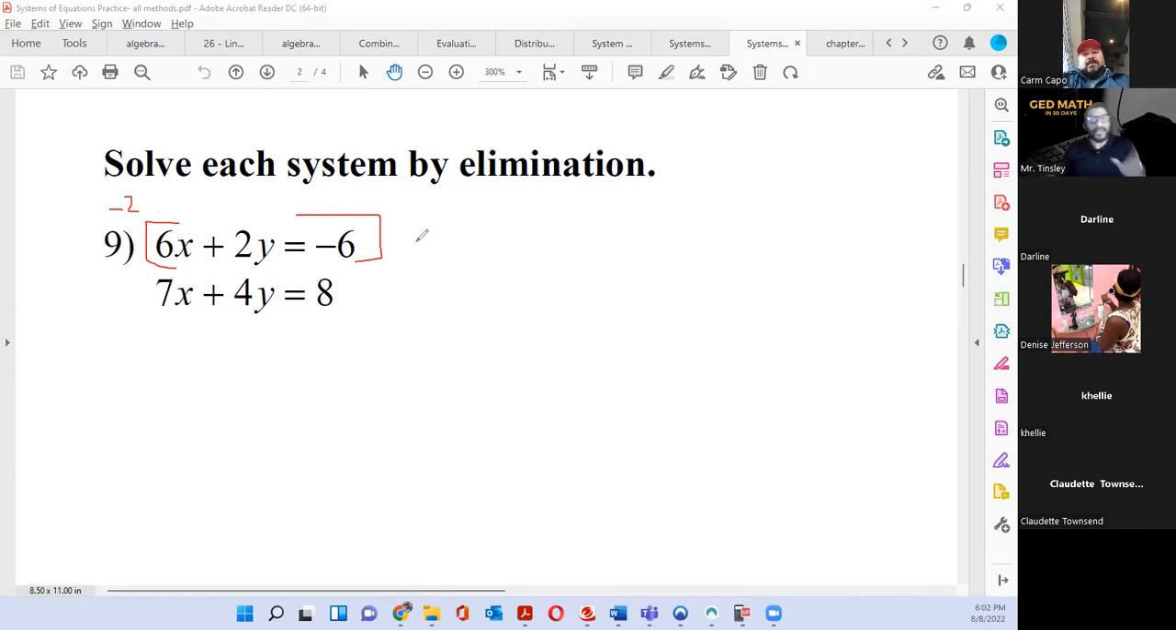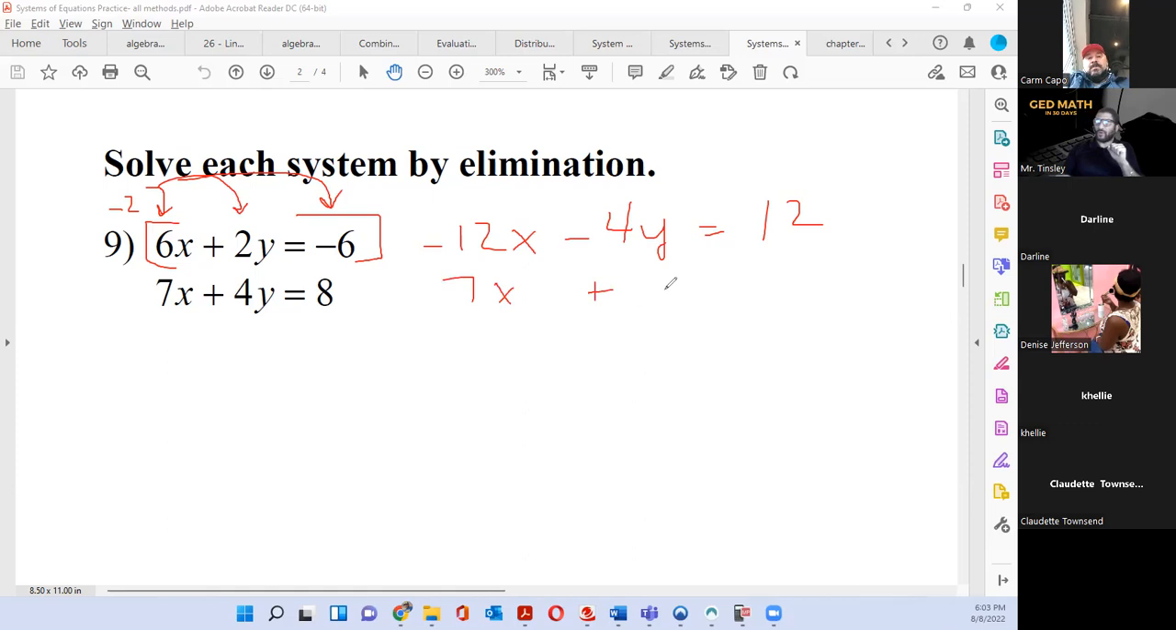So then, again, I can't just multiply one of the terms. I have to multiply all of the terms. That way the equations are still equal. So I get negative 12x minus 4y equals 12. Because negative 2 times 6 is negative 12x. Negative 2 times 2 is negative 4y. And negative 2 times negative 6 is a positive 12. And then I bring my other equation over.